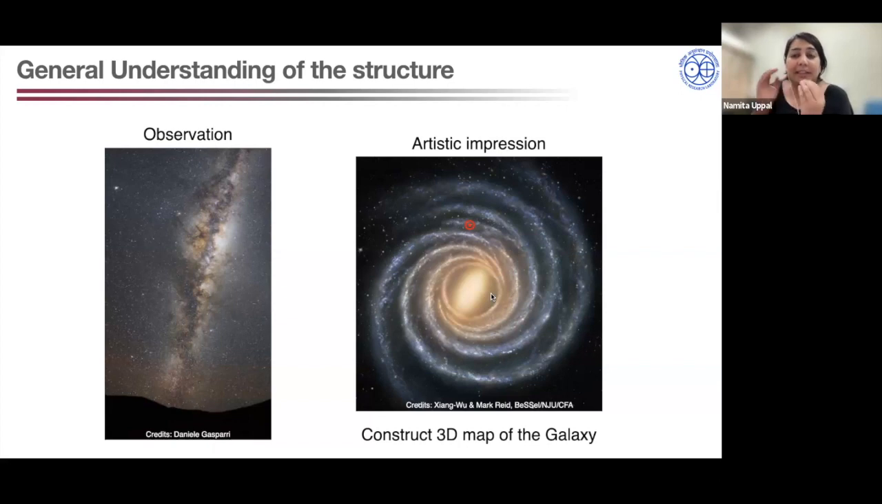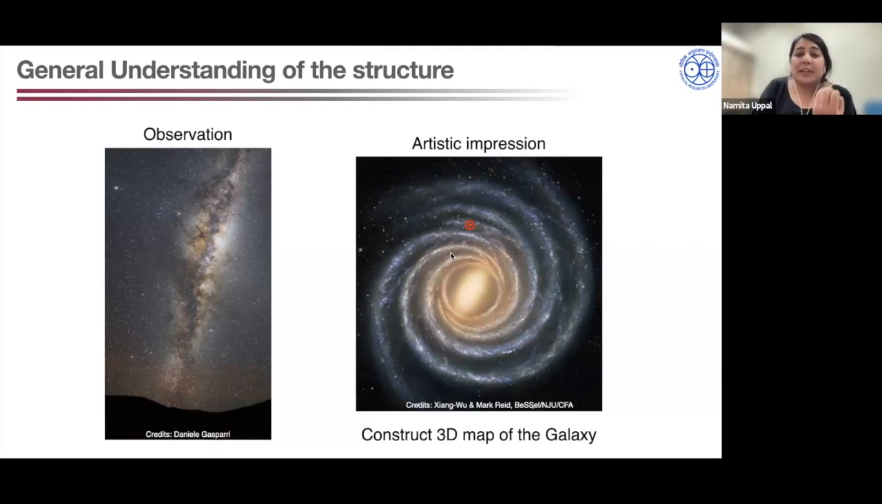This is not a complete structure that we observe. This is based on some data, and the extrapolation of that data gives this artistic impression. Now, from the observations, how to construct this kind of structure is the aim of my studies: to construct a 3D map of our own galaxy.